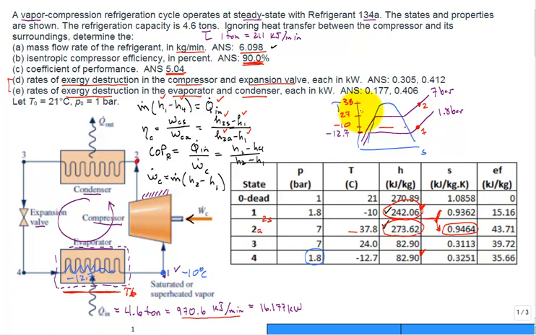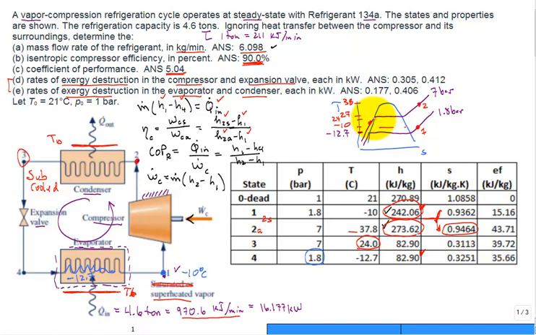But it doesn't come out at state 3 at 27. If it came out saturated liquid, it would be at 27. But at state 3, it comes out at 24. So it's subcooled liquid, just like down here. It wasn't saturated vapor, it was slightly superheated vapor. So it comes out right around here at state 3 at 24 degrees C. So if you're always rejecting heat to something here, the TB has to be lower than 24.